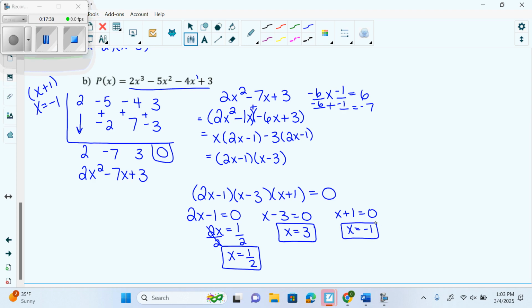Boom. And those should be what's on the graph, the x-intercepts on the graph. You got it. Okay, we're going to flip over. Try that one.